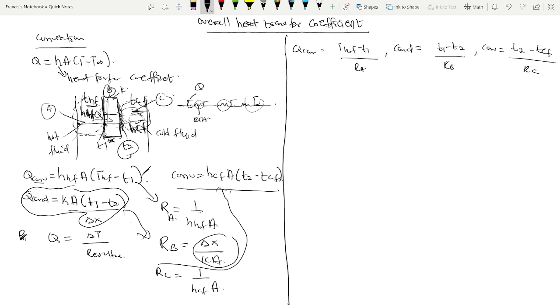So now we can make this the subject. If this is equation 1, equation 2, equation 3, we can see that THF minus T1 will be equal to Q times RA. Now the Q's are all the same, so we can just see Q throughout.